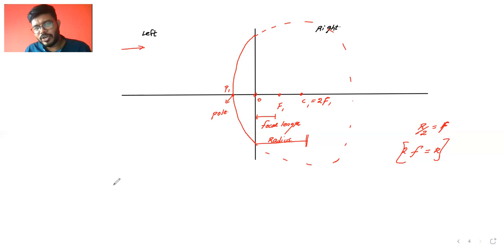The center of curvature is taken as 2 times f1. Why? Because from the optical center to the focus it is f by 2, and from the focus to the center of curvature, again it is f by 2. So f by 2 plus f by 2 is your radius. My mistake: the focus is radius by 2, and from the focus to the center of curvature it is also radius by 2. When you add r by 2 and r by 2, it is r, the center of curvature distance. So if you want to find r, r is 2 times the focus. That's why for the center of curvature I said 2 times the focal length. Clear? Yes, sir.